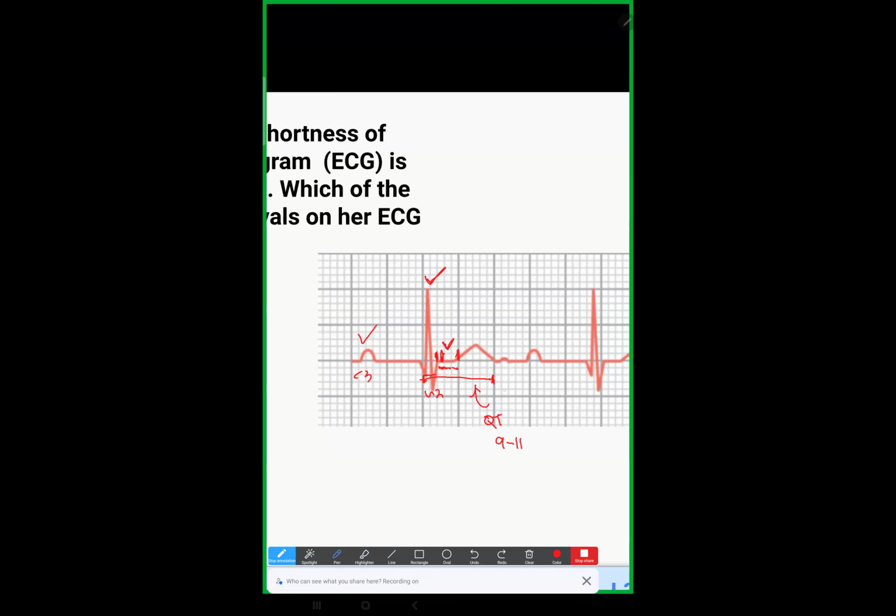The only thing elongated here is the PR interval, which should be between 3 to 5 small boxes. If we look here, this is the PR interval. It's 1, 2, 3, 4, 5, 6, 7 boxes. So it's greater than 3 to 5 small boxes, and therefore it's elongated.